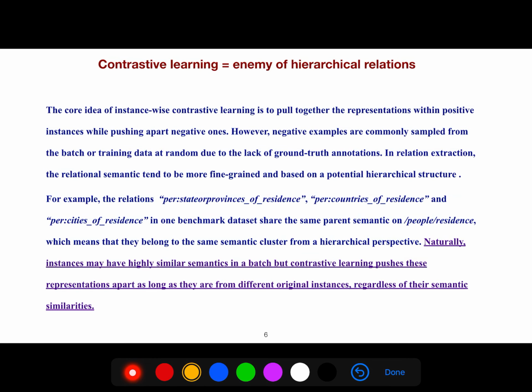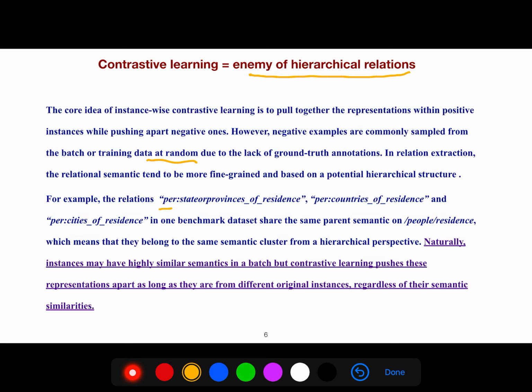But contrastive learning is just an enemy of hierarchical relations. The core idea of instance-wise contrastive learning is to pull together the representations of positive instances while pushing apart negative ones. However, negative examples are commonly sampled from the batch or training data at random due to lack of ground truth annotations. In relation extraction, the relational semantics tend to be more fine-grained and based on a potential hierarchical structure.